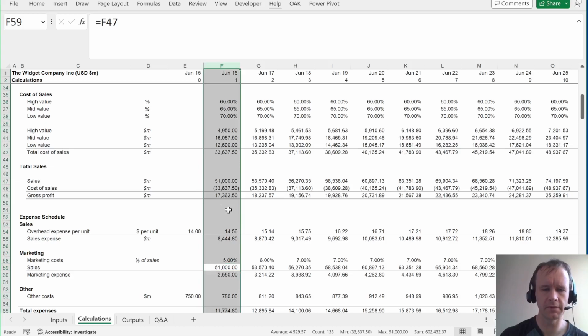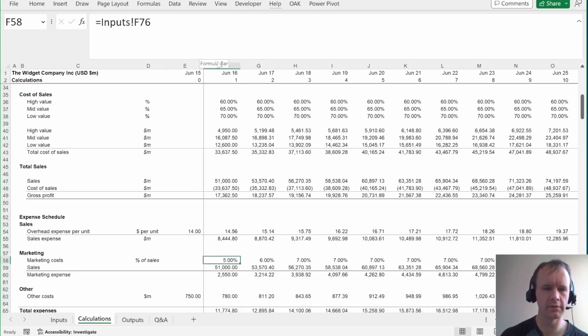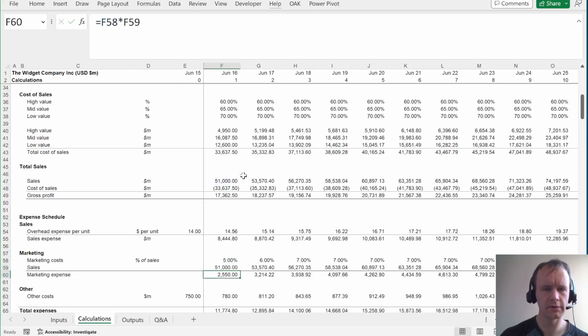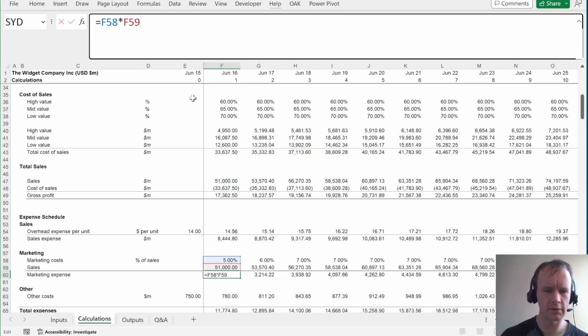And you can see, because we've checked for differences across the row, I only have to audit one column now, so that makes it much simpler. Sales 51, yes. Marketing expense, that times that, all seems fair.